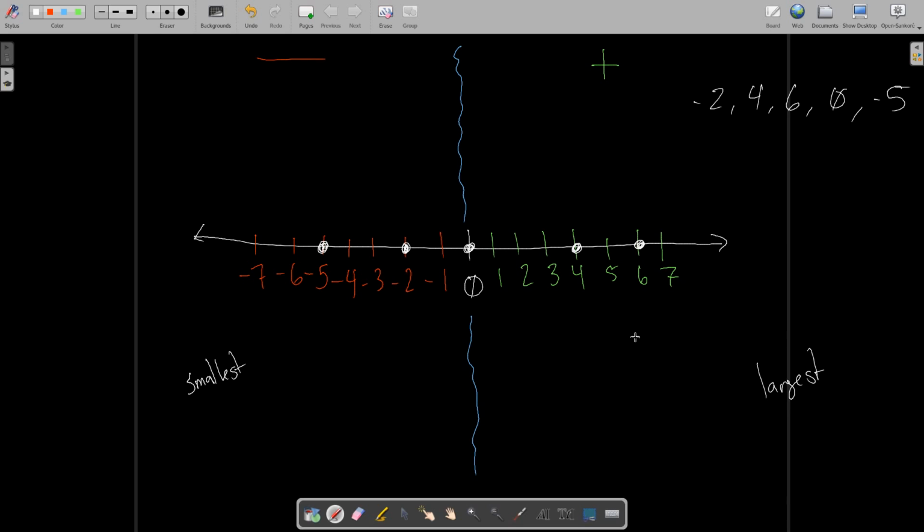I could do it backwards too. What if I want to go from biggest to smallest? 6, 4, 0, -2, and -5.